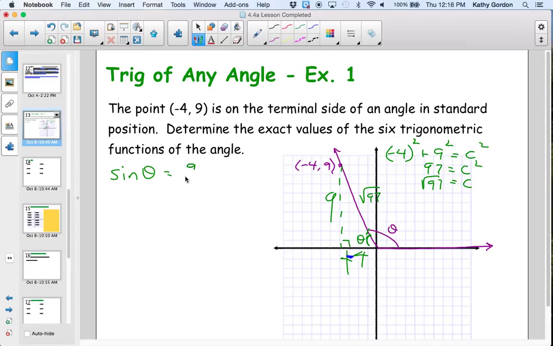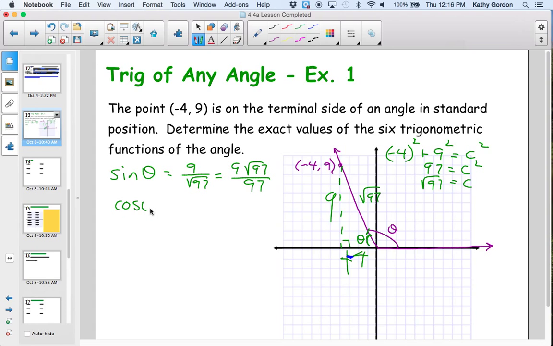9 times 9 square root of 97. Okay, so if we just go with opposite over hypotenuse, we get this. But then we need to simplify that because we can't have radicals in the denominator. So our final answer should look like this. Everyone comfortable with rationalizing? Getting that radical out? Okay.